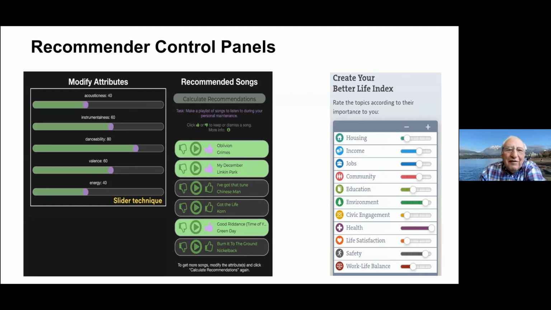Here's another one of a music recommender, choosing 5 of the attributes from Spotify: acousticness, instrumentalness, danceability, valence, and energy. And as you move those sliders, you get changes in the recommendations. So those are important strategies.